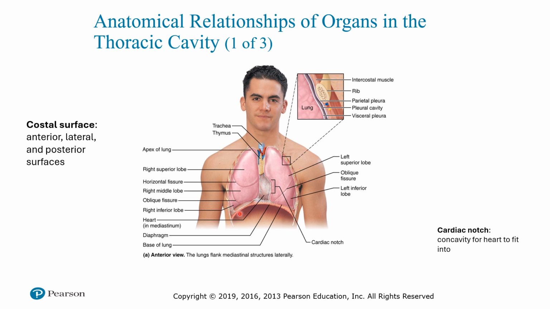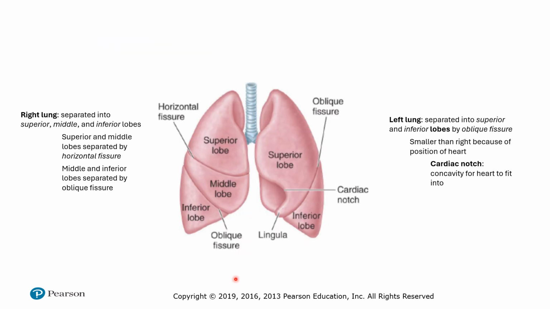And then the lung is enclosed by a membrane which is known as pleura. Pleura has two layers, a visceral layer which is closer to the lung, and a parietal layer which is outside of the visceral layer. We have two lungs, a right lung and a left lung.